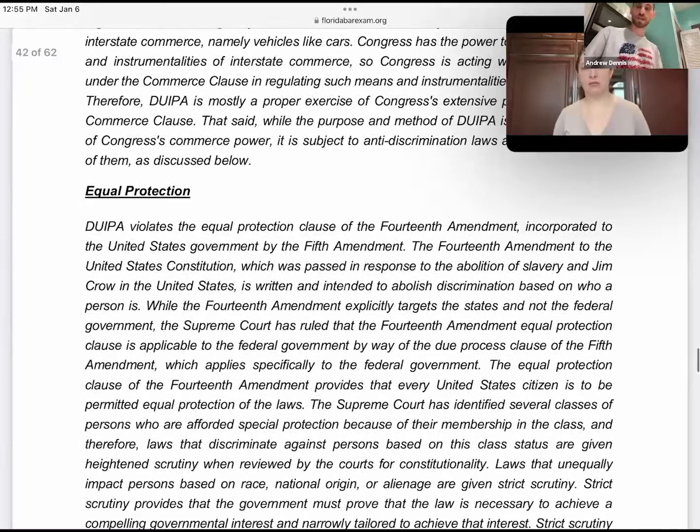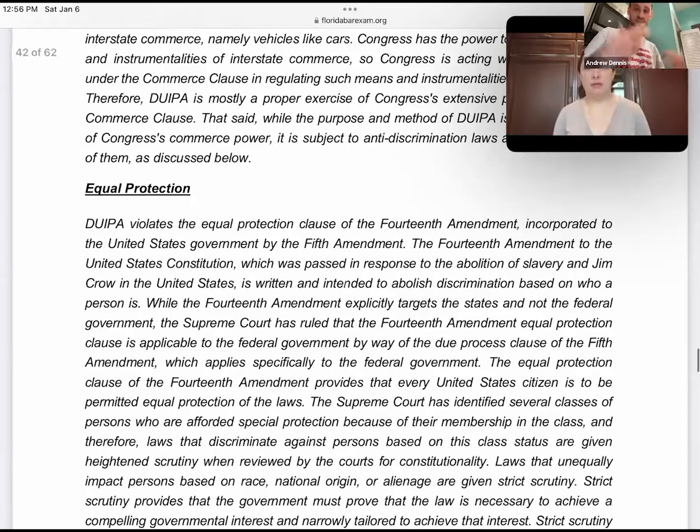Then they do an equal protection. So 14th Amendment incorporated to the United States government by the 5th Amendment. That is called reverse incorporation. The 5th Amendment is incorporated to the states via the 14th, and the 14th Amendment equal protection is incorporated to the federal government reversely via the 5th. Super difficult concept. If you want to learn more about that, I would do a tutoring session with Matt Beckerman, not me. Okay, but that's the concept here.